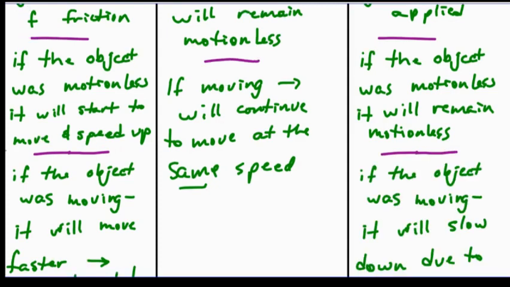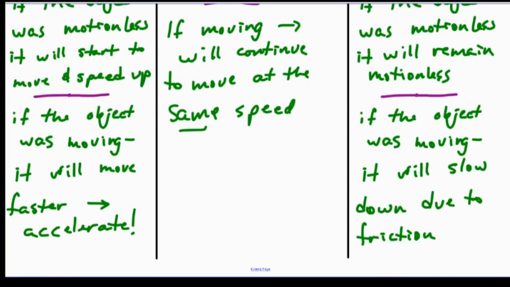If the object was moving, it will slow down due to friction. It has a negative acceleration and it will continue to slow down until it stops, as long as the net force is negative. Once again, it will not start to move in a backwards direction. The friction will not cause it to move in a backwards direction. Remember, friction opposes the direction of the force that's acting on it, and it opposes the direction it's trying to move, but it will not move it itself in a backwards direction.